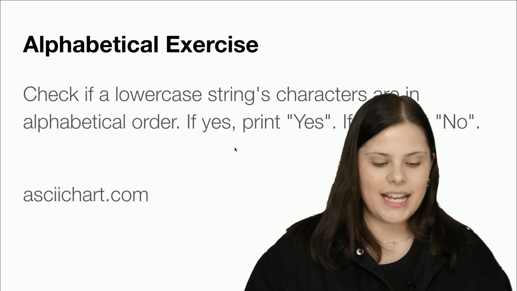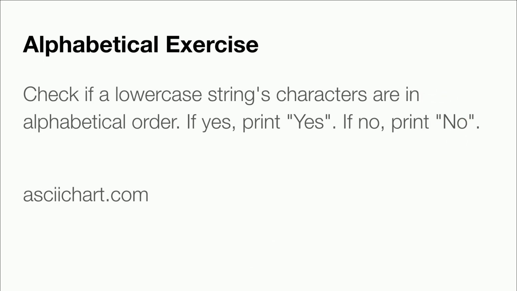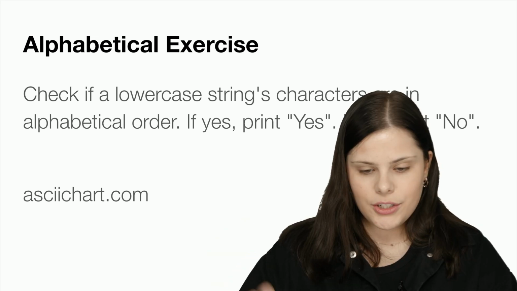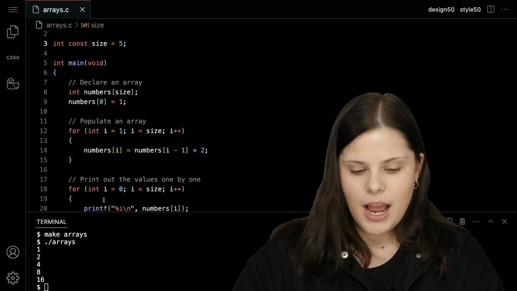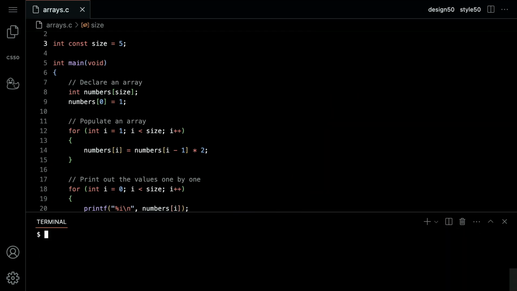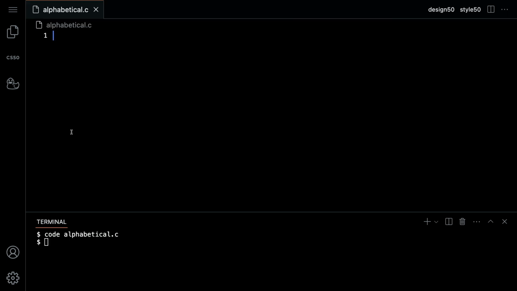But for now, our exercise would be checking if a lowercase string's characters are in alphabetical order. If they are, we're going to print out yes, and if no, we're going to print out no. So let's go back to cs50.dev right here. I'm going to clear my terminal. I'm going to close this file and open up a new one. Next, I'm going to create a new file called alphabetical.c, and so it will show up right here.